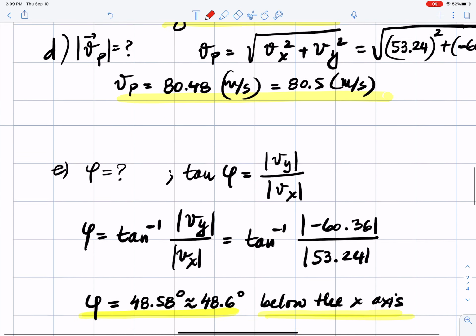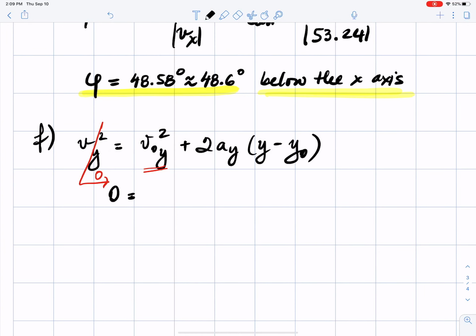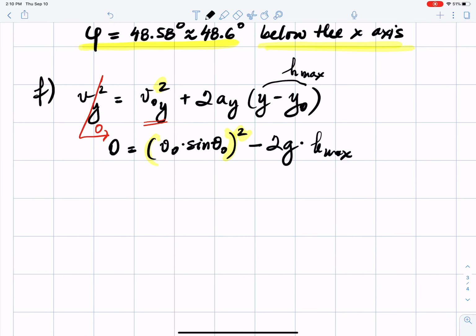I just wrote the general equation, and now we're going to depict it a little bit better. So we're going to have 0, and then here's v naught sine of theta naught, and this is all squared. So pay attention to that. Many students forget this and forget to raise the whole parenthesis to the second power. As I said, acceleration on the y-axis is negative, so I'm going to have negative 2g. And now the y minus y0 for my problem is that little h max.